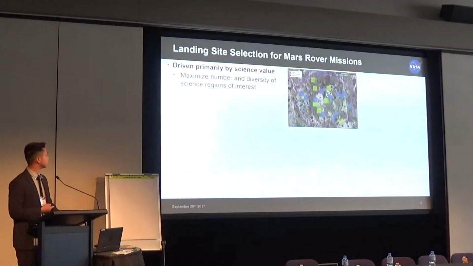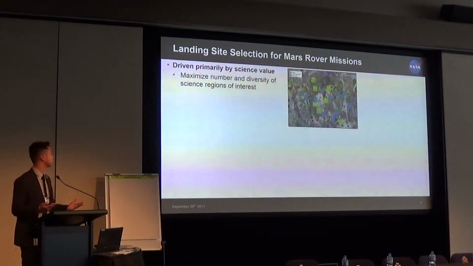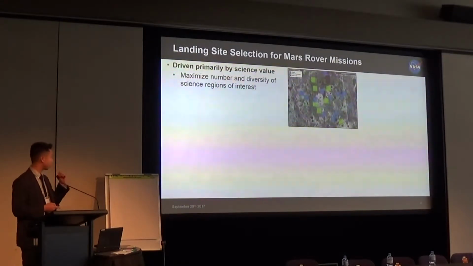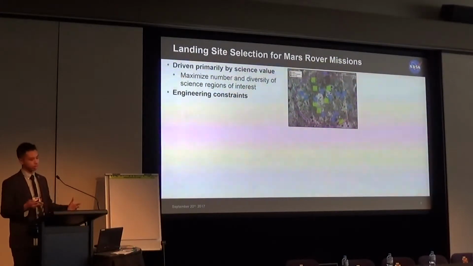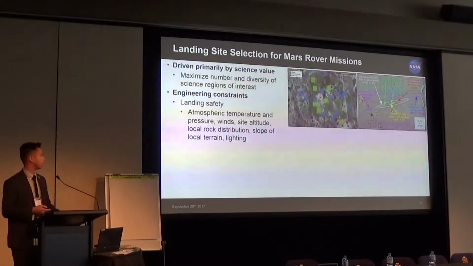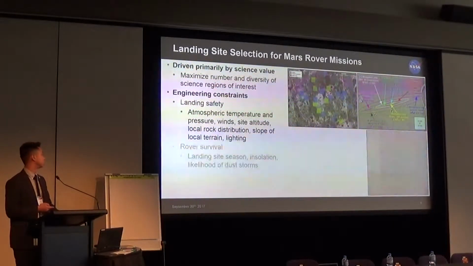So, a little bit more detail on how we select a landing site for at least our rover missions. It's primarily driven by how much scientific return you can get from that site. So typically you have scientists like Bob here proposing a site and specific regions of interest. And then there are engineering constraints that we take into account. For example, landing safety: atmospheric characterization, what the winds are, what the altitude is, what the rock distribution is. You don't want to land on a rock. And your lighting, for example.